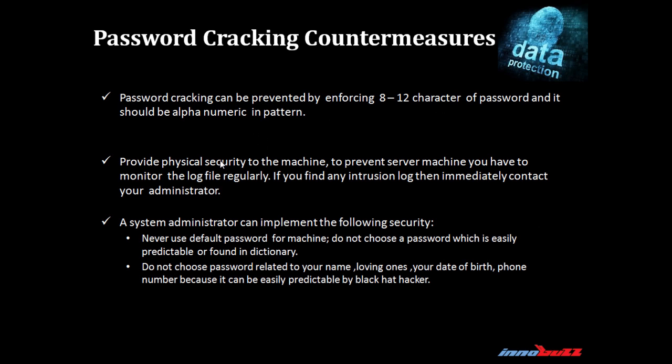Now, it is important for us to take a look into some of the basic countermeasures that can be employed in order to prevent password tracking. Password tracking can be prevented by enforcing an 8 to 12 character password, and it should be alphanumeric in pattern. Provide physical security to the machine. To prevent server attacks, you have to monitor the log file regularly. If you find any intrusion log, then immediately contact your administrator.